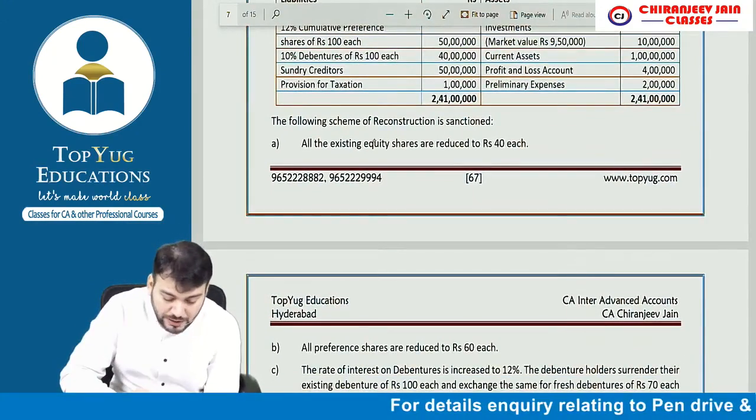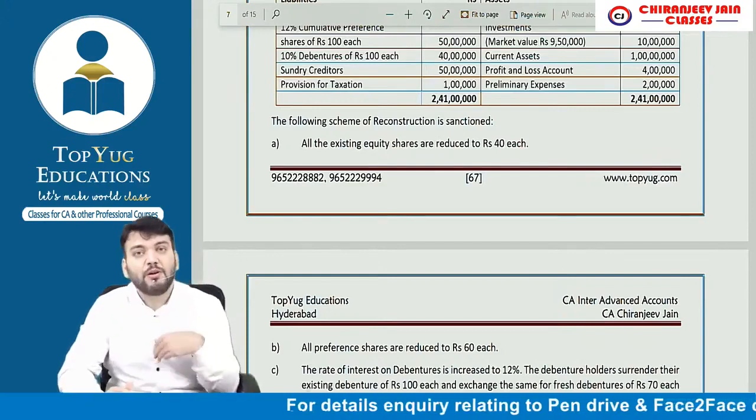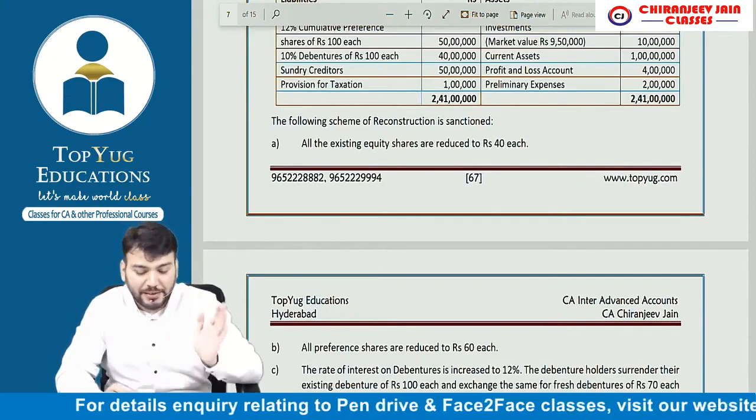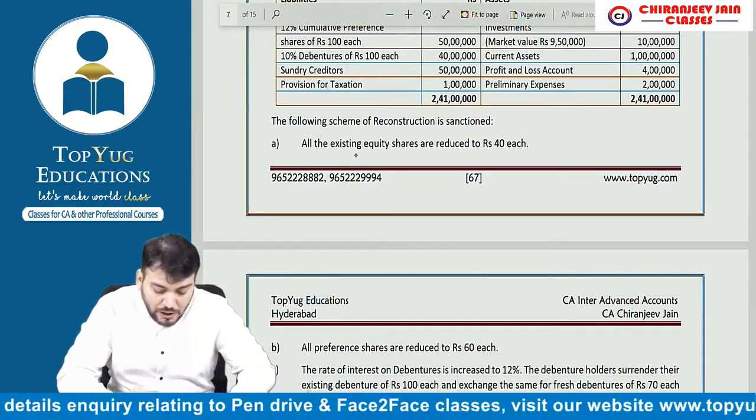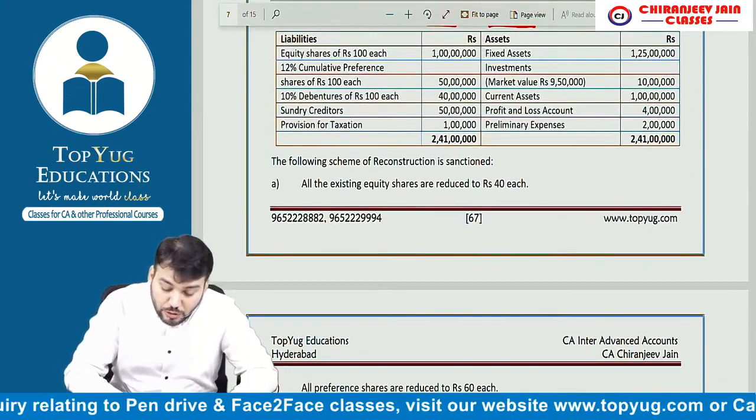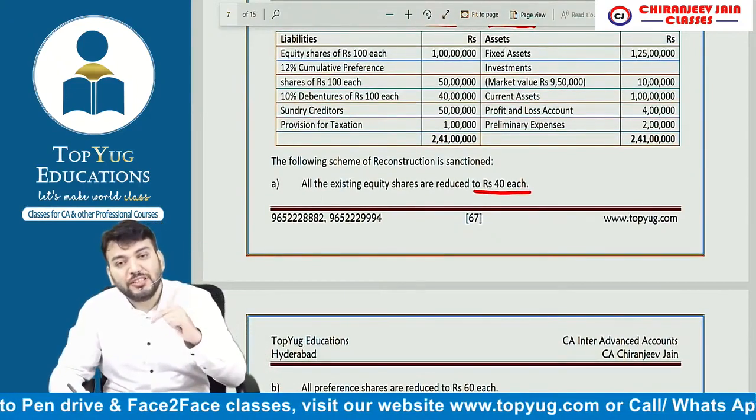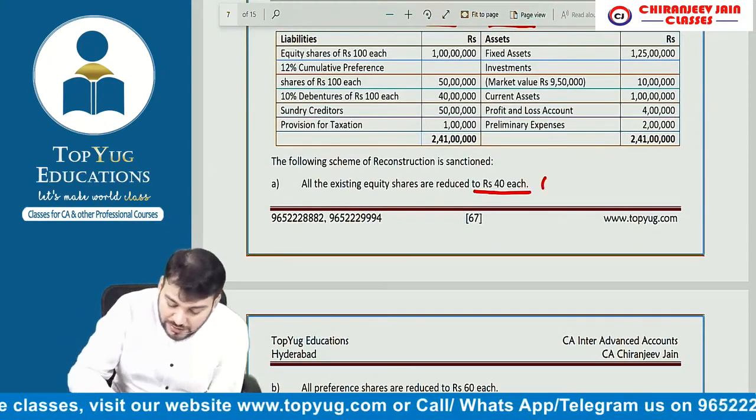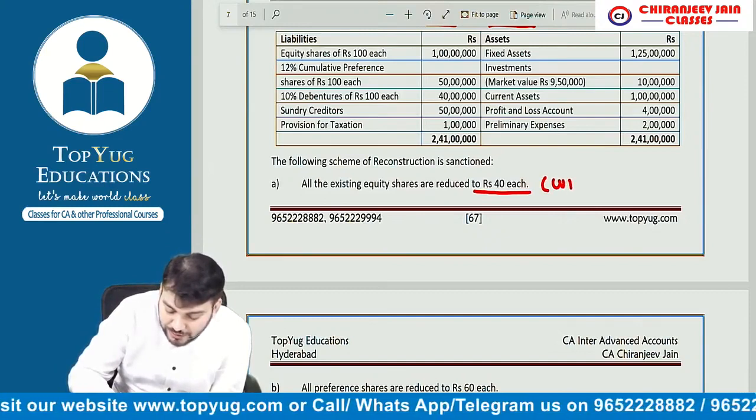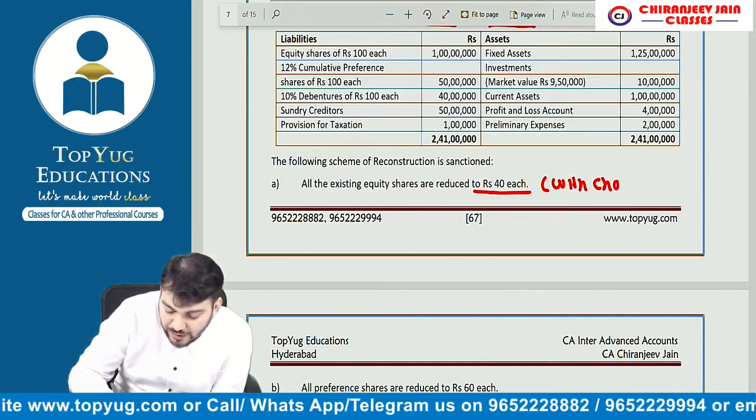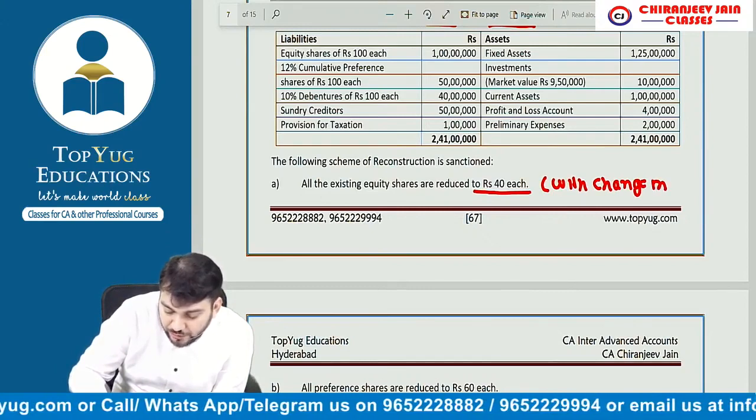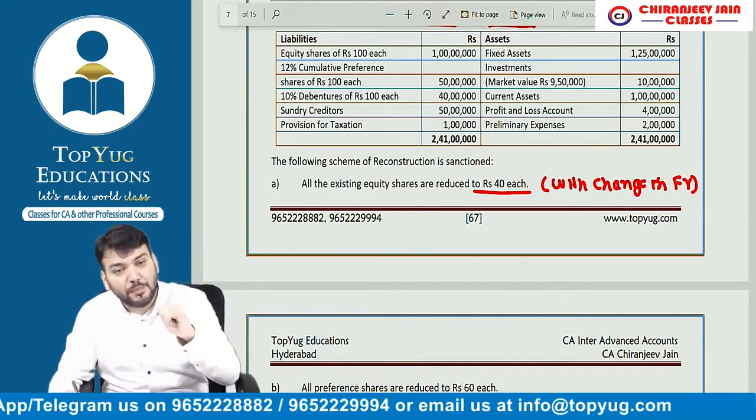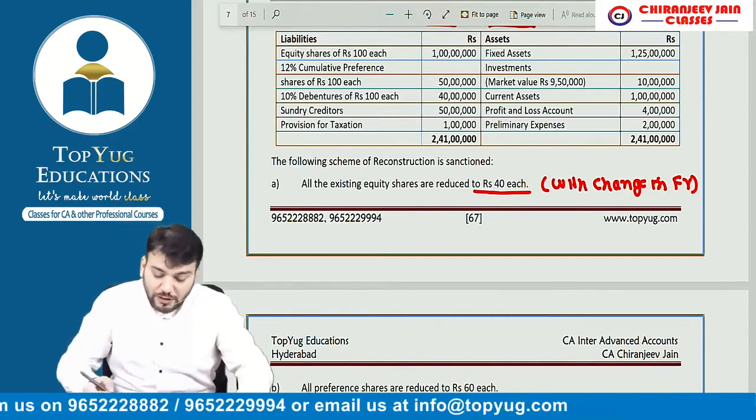Yes, sir. The following scheme of reconstruction is sanctioned. Now what we will do, we will read one additional information and pass a journal entry for that. So we'll start with point number A. All the existing equity shares are reduced to rupees 40 each. Now, whenever they say reduced to rupees 40 each, it means this is reduction of paid up capital with change in face value. So what will be the journal entry?